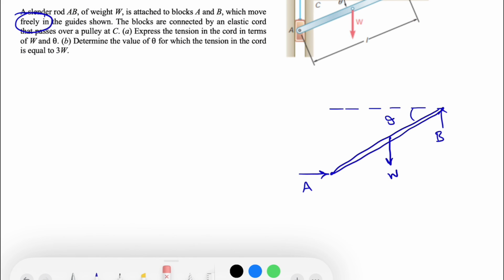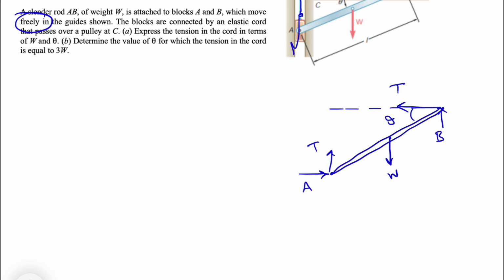And we have the tensions in the cord. We have one T here that is connected to block A, and we have one T here which is connected to block B, and we know that this is the correct direction for the T because the cord can only be in tension. If the cord is in tension, on two sides, the force on the blocks has to be in the opposite direction based on Newton's law. So these are the correct directions for the T. And that's pretty much it.